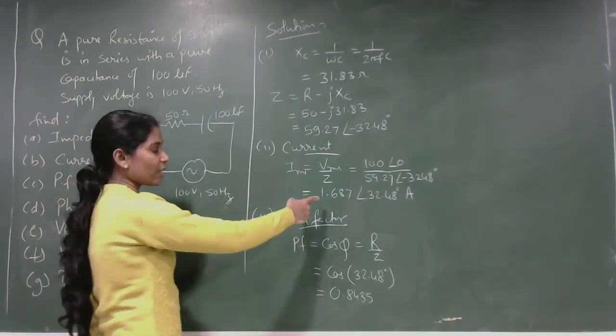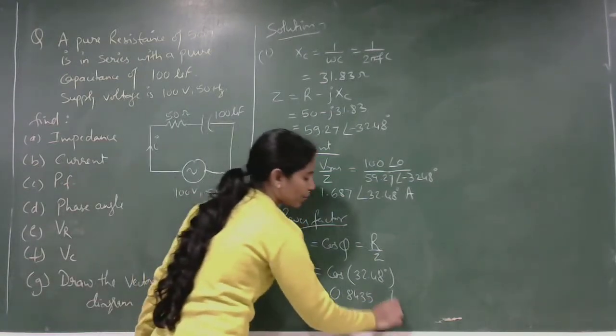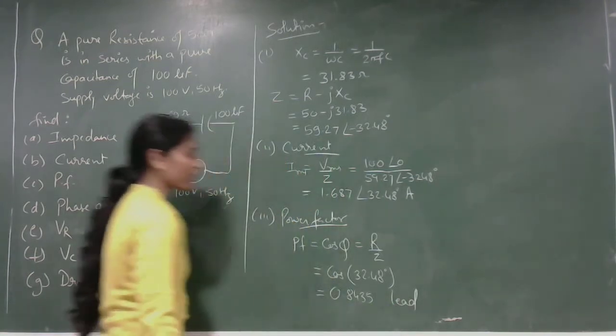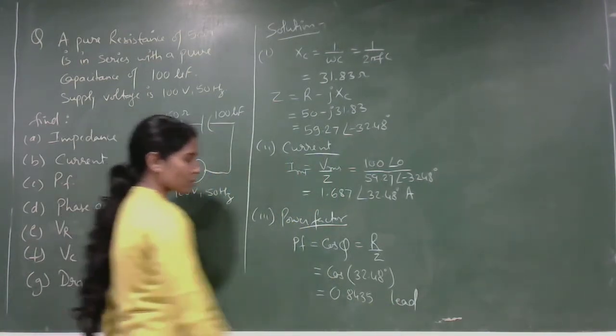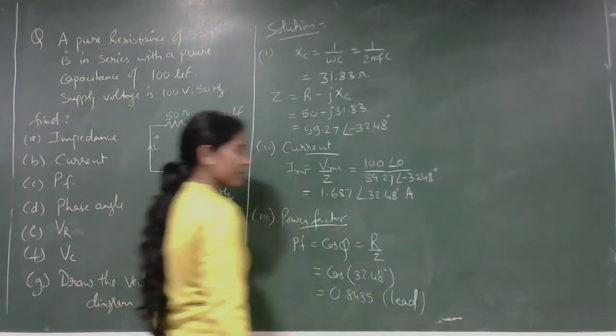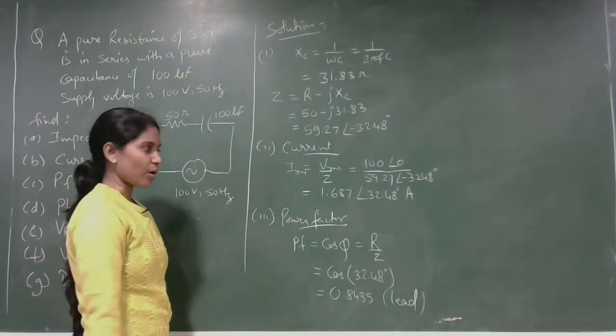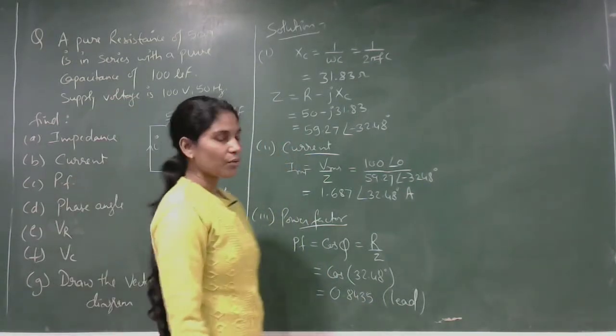And here current leads the voltage. That means I have to represent that term: the power factor is coming as leading. This is called leading power factor. And in a series RL circuit, we get the lagging power factor. So this is the completion for the third bit.